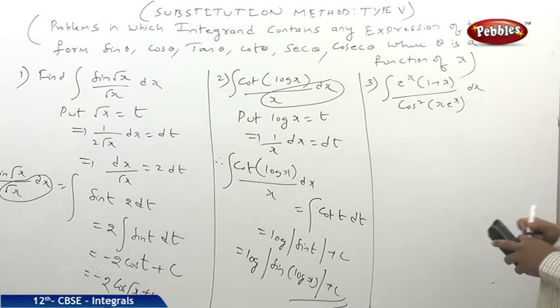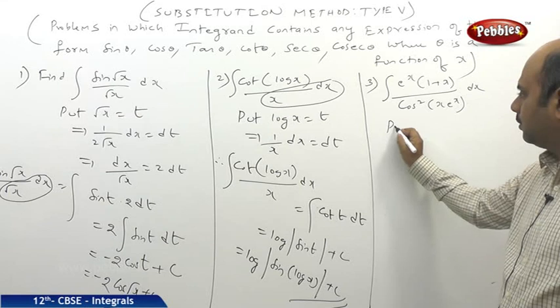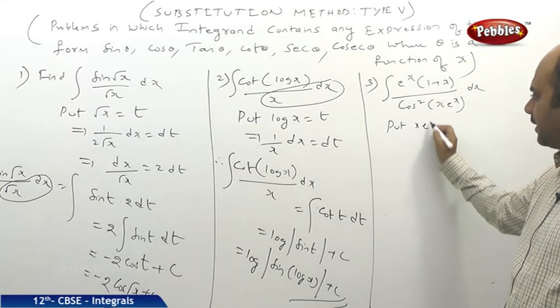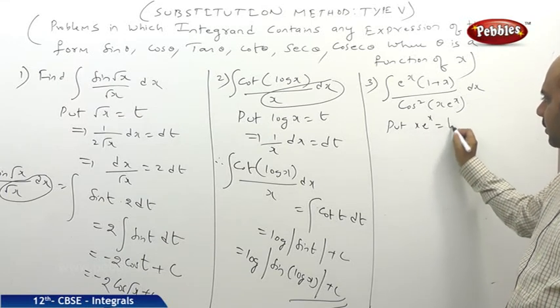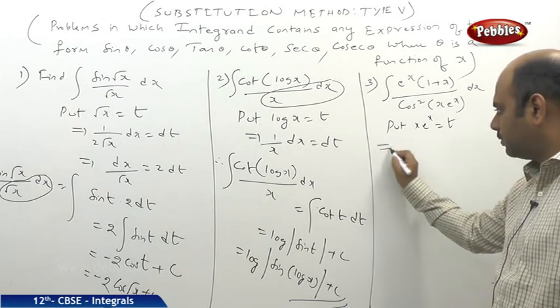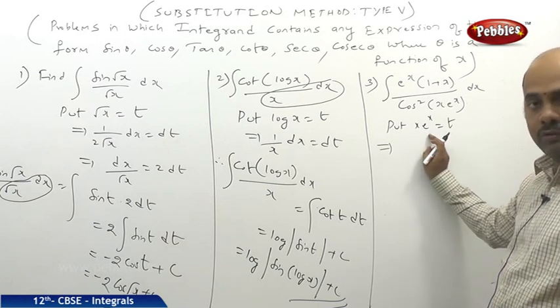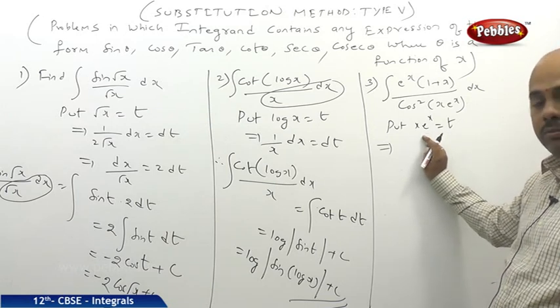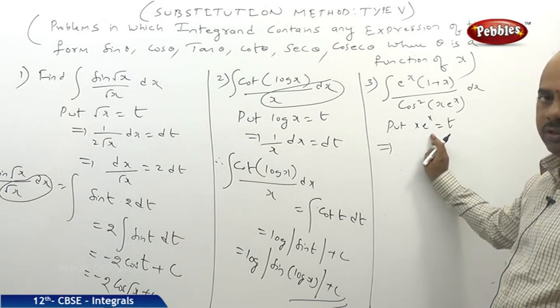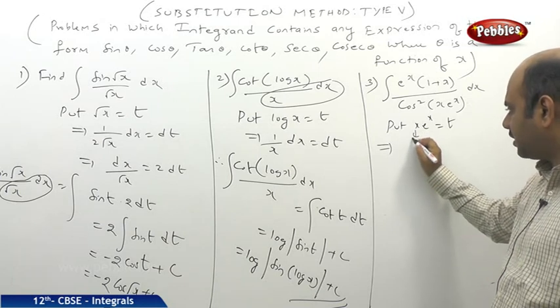Right? So here what I'll be doing is putting x e power x is equal to t. Very beautiful problem. Here two functions are there and we need to find the derivative. Those two functions are in product form. So for the derivative, we need to apply the product rule. So I will treat this as the first function.